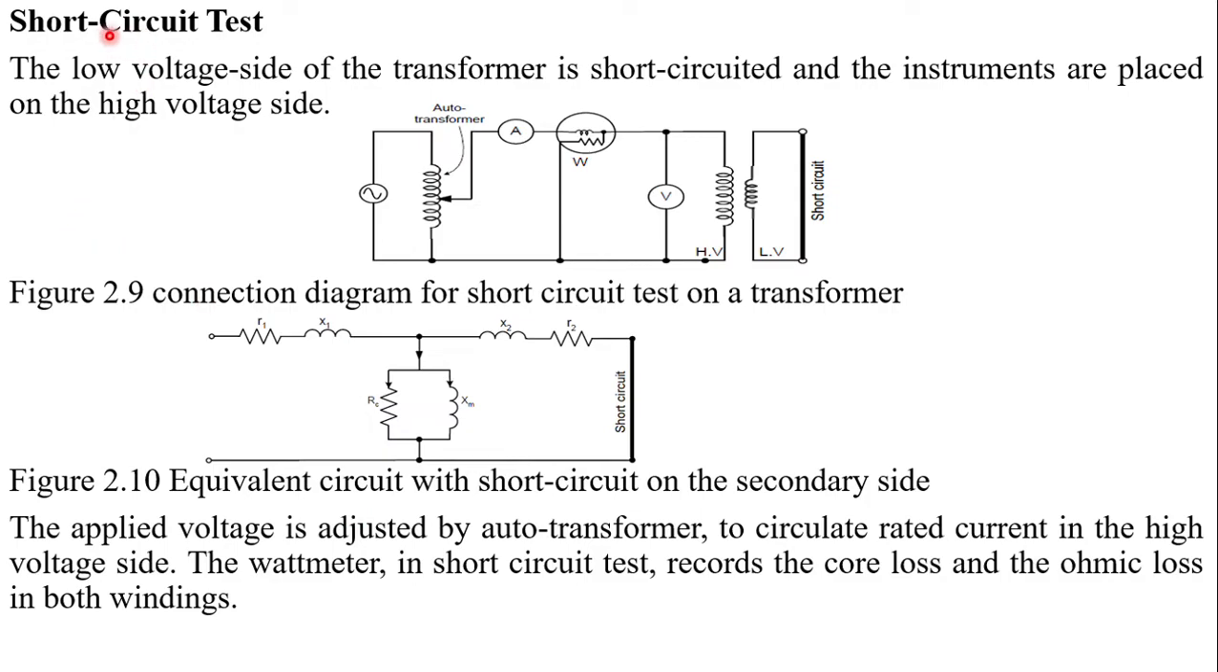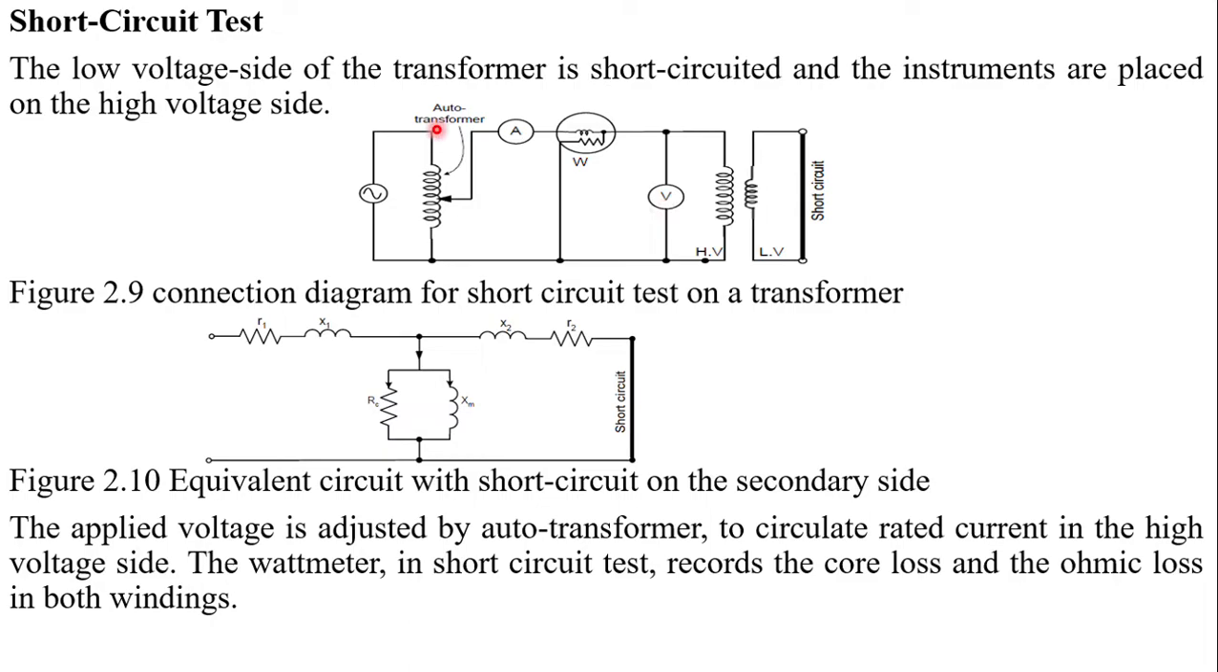The next type of transformer test is the short circuit test. In this case, the low voltage side of a transformer is short circuited. Here is the low voltage side of the transformer, which is short circuited, and all the elements are connected at the high voltage side. Here is the auto transformer used to vary the current, and here are the ammeter, the wattmeter, and the voltmeter.